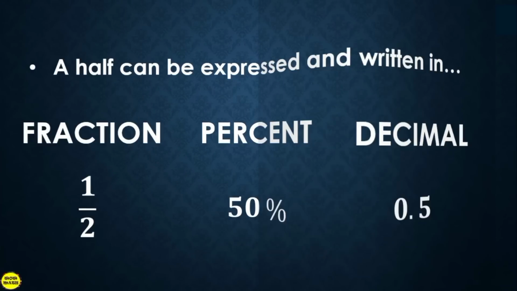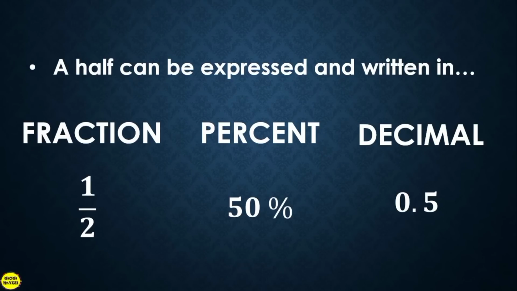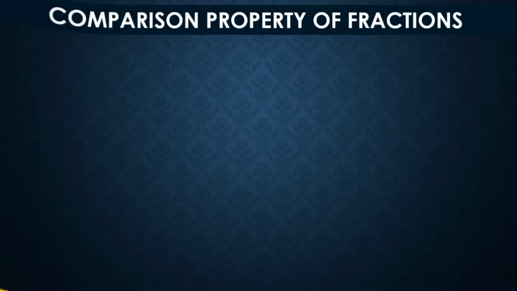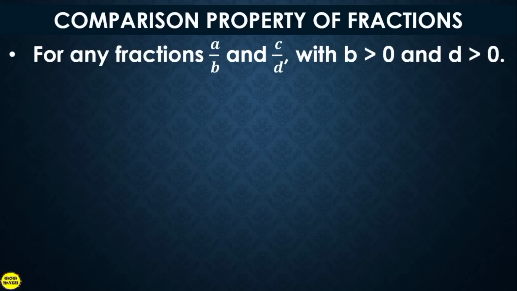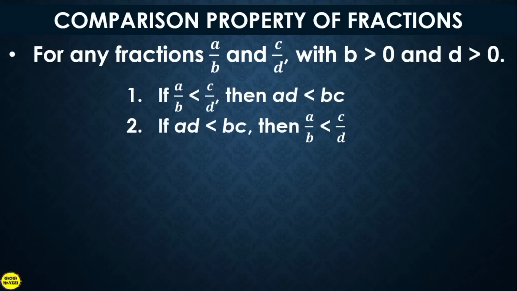In decimal, that is 0.5 rather. Next, comparison property of fractions. So dito, paano ba natin malalaman na itong fraction na to mas malaki dito sa given na fraction? Paano natin gagawin yon? For any fractions a over b and c over d, with b greater than 0 and d greater than 0, we can say that if a over b is less than c over d natin, then ad is less than bc natin.